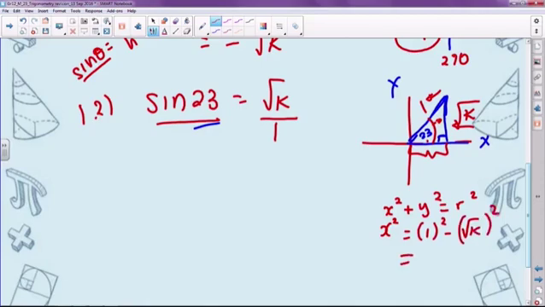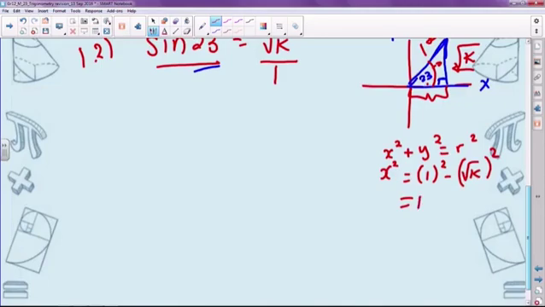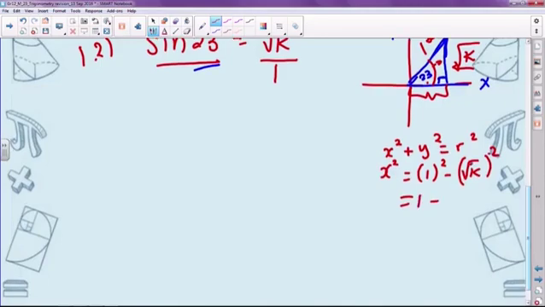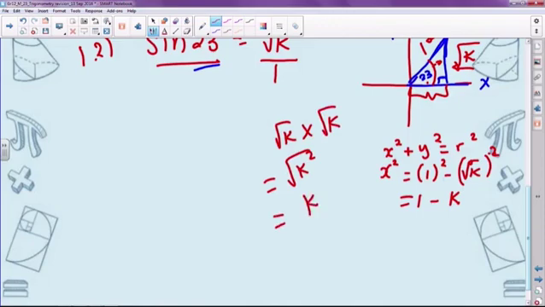Okay, so therefore you'll get 1 minus, if you square the square root, you're just going to end up with k, because if you're squaring a square root, you're basically saying square root of k times square root of k, which is equal to the square root of k squared, which will just give you k. So obviously the square root and the square cancelling out there.